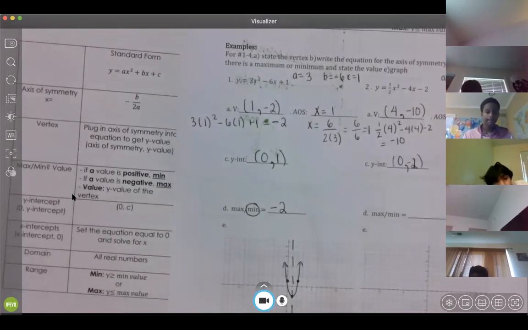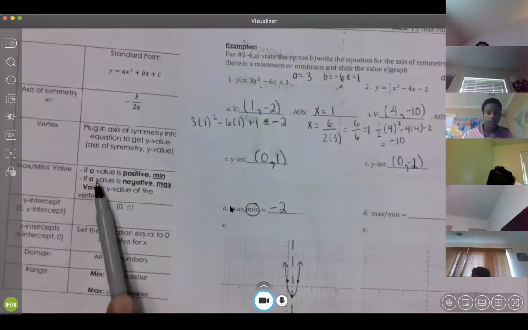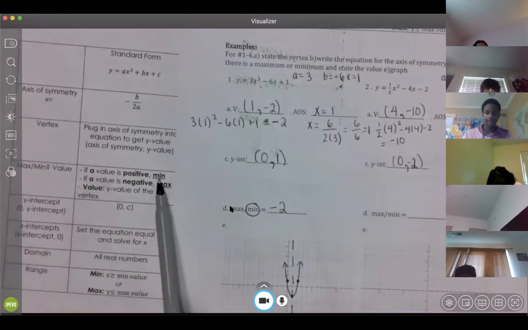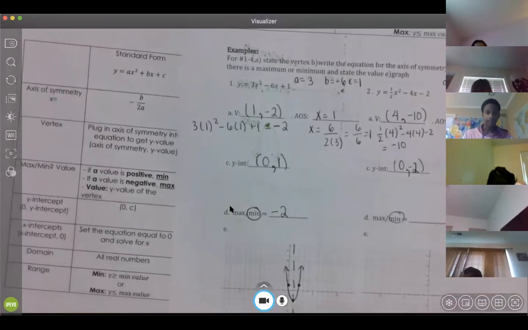Cool. All right, the next thing we're going to do is the maximum or minimum. So do I have a maximum or do I have a minimum? What do you think, Elise? Minimum? I agree with you. Why do you say minimum? I don't know. Well, what does it say over here for maximum and minimum value? It depends on your A value. So Elise, is your A value positive or negative? Negative. I meant positive. Positive. So if A value is positive, you have a minimum. Does that make sense? Yeah.